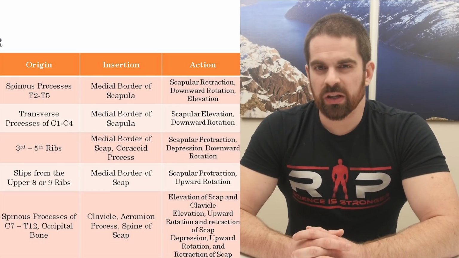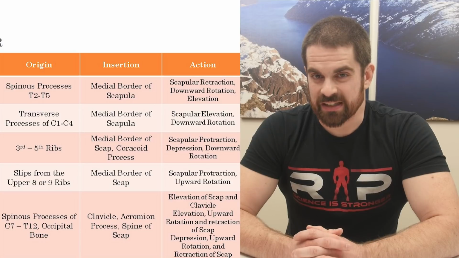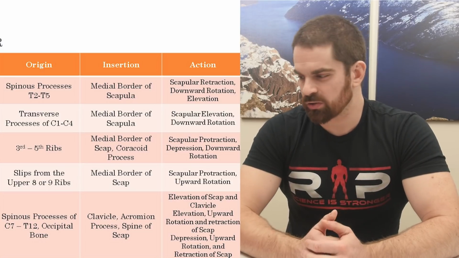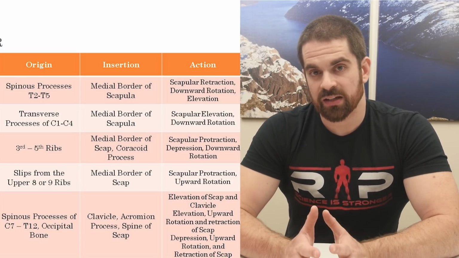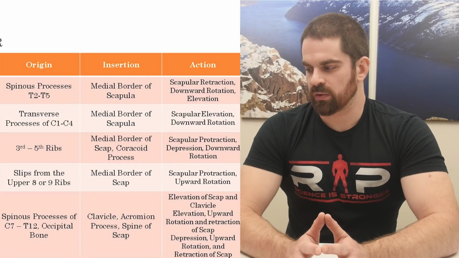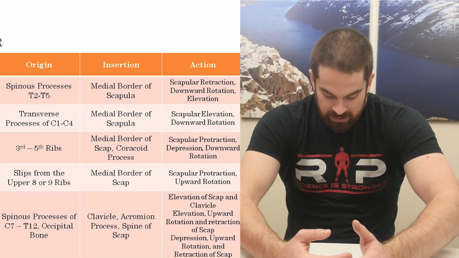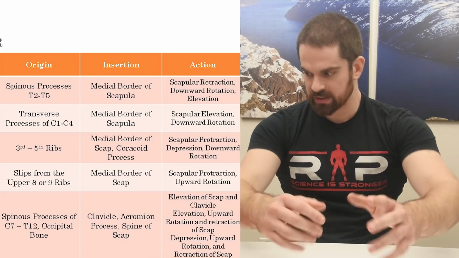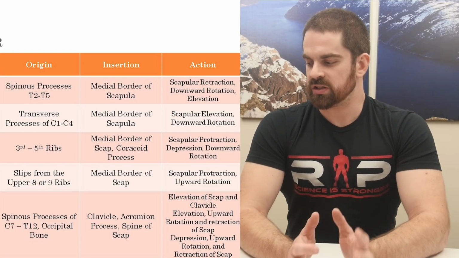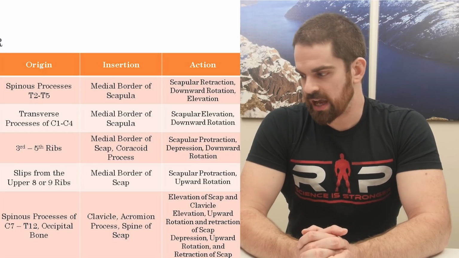Pec minor is really hard to see because it's really deep in there and it's covered up by the pec major, right? This is another one that's going to be acting on the shoulder girdle. It's going to be responsible for scapular protraction, which is kind of a weird one that we don't think about too much. This is where we're winging our scapula out and forward like this. And then we're also going to be doing depression and downward rotation of that scapula.